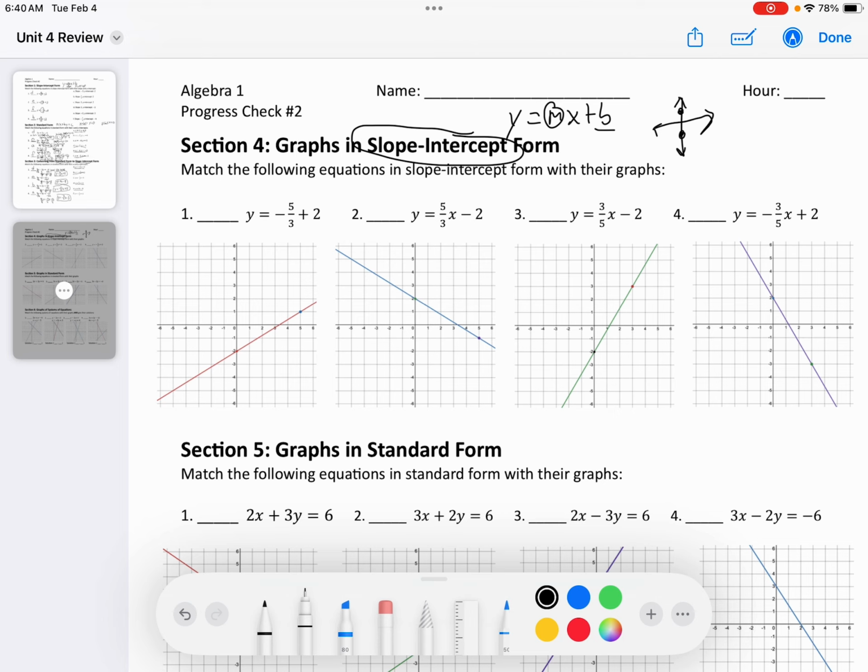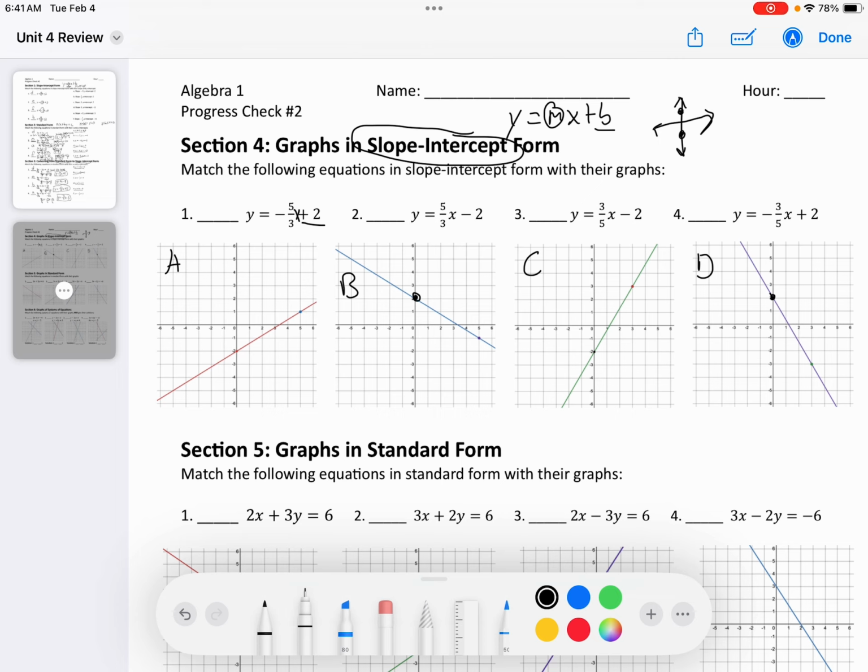So if I'm looking at this first equation, y equals negative 5/3, oops, looks like I missed the x on there. Should be y equals negative 5/3 x plus 2. This plus 2 tells me that it's going to cross the y-axis at 2. And so that tells me it's either going to have to be graph B or graph D, because both of these cross the y-axis at a positive 2. It's either going to have to be B or D.